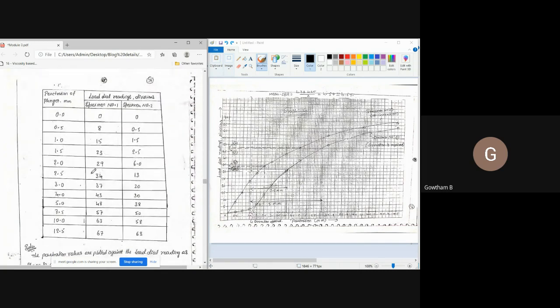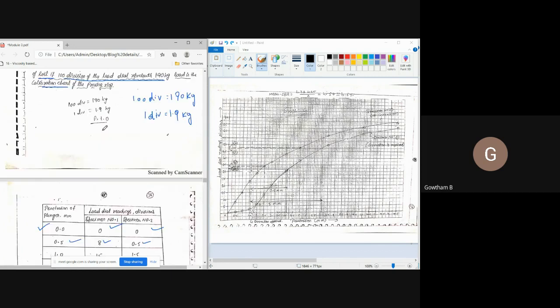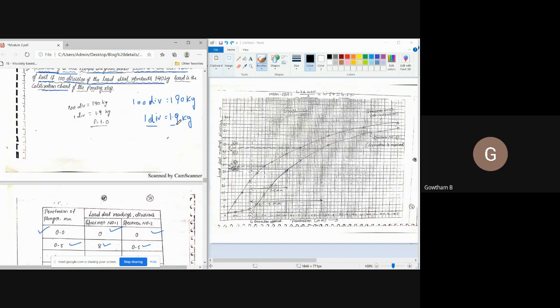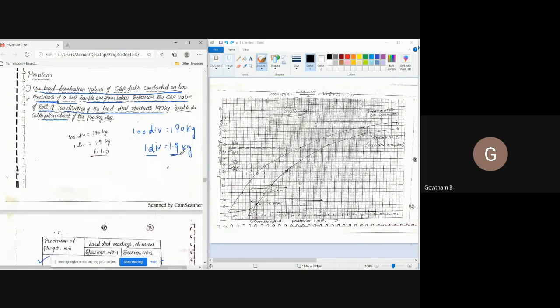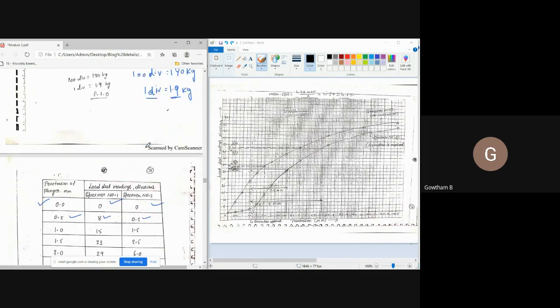What data have they given? They had given, at different penetration levels, the load dial reading divisions recorded. At 0.5 mm penetration, the dial reading here is 8, and here it is 0.5. Therefore, 8 divisions means you have to consider 1 division equal to 1.9 kg. Therefore, 8 divisions stand for 8 into 1.9 kg. You have to do the conversion at the end.